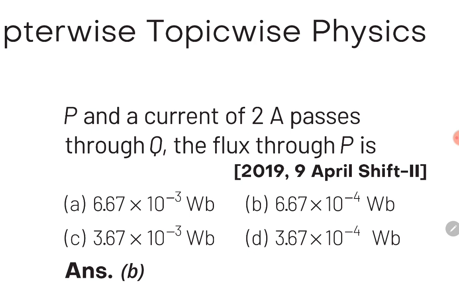In this we will use the concept: mutual inductance in coil P due to Q is equal to mutual inductance in coil Q due to P. Apart from this, students, we have to use the mutual inductance formula. Mutual inductance is equal to n phi divided by I. Here n will be the number of turns in the coil, phi will be the flux through the coil and I will be the current in the other coil due to which this flux is generated. So this is the main concept of this question. Let's observe this in the solution in the next slide.